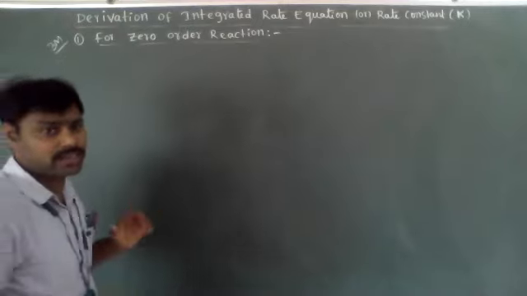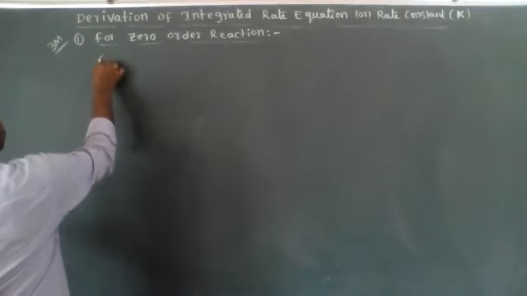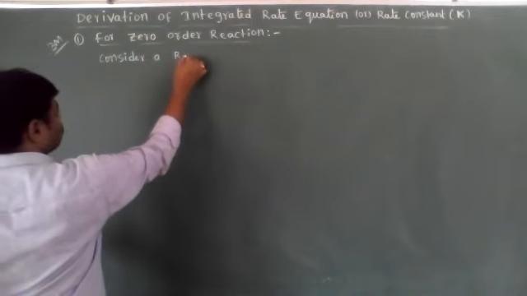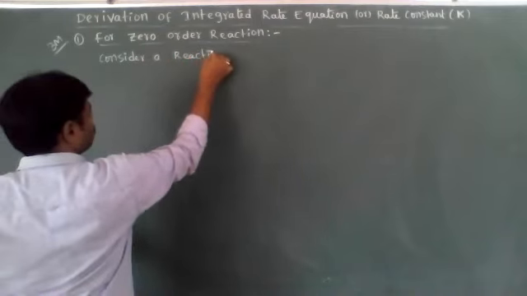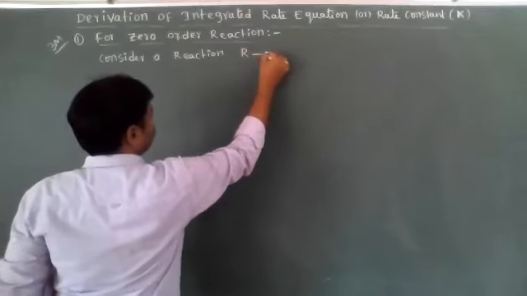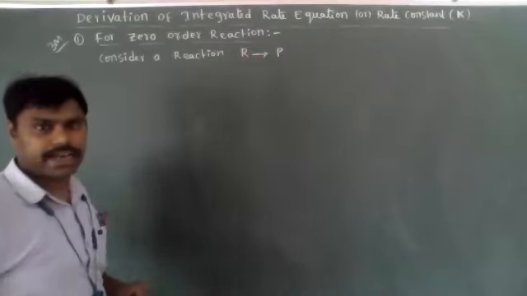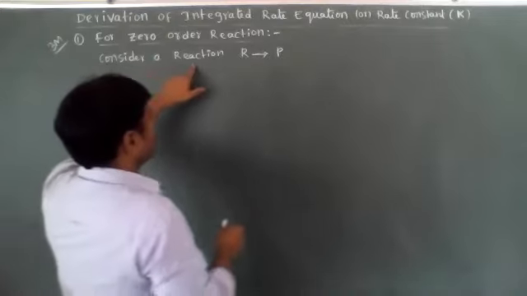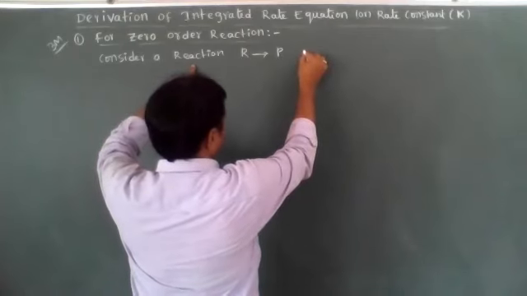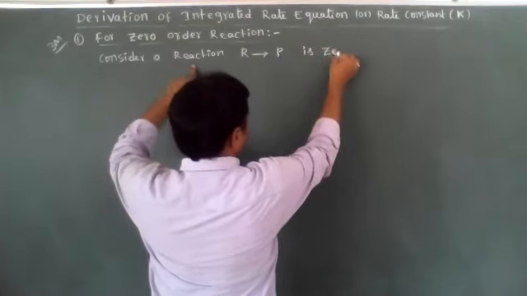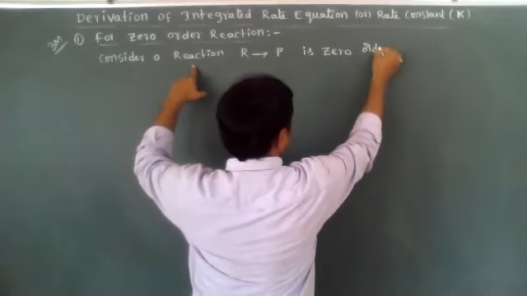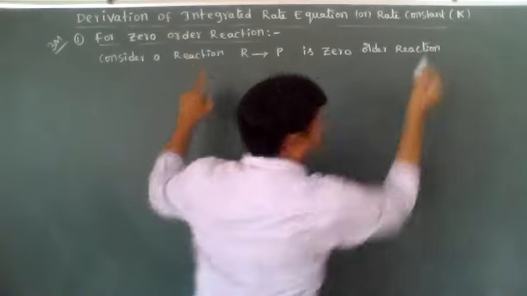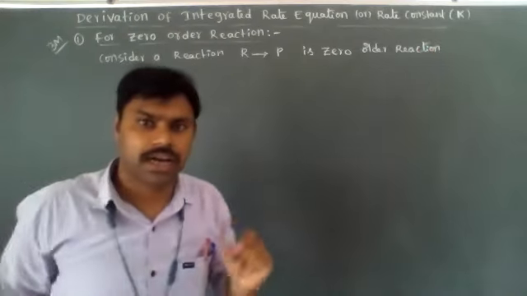Let's see, dear students, we have to consider a chemical reaction. Consider a reaction R is converted into products as a zero order reaction. For this reaction, we need to write the rate expression or rate law.